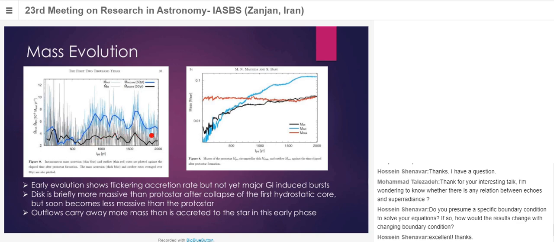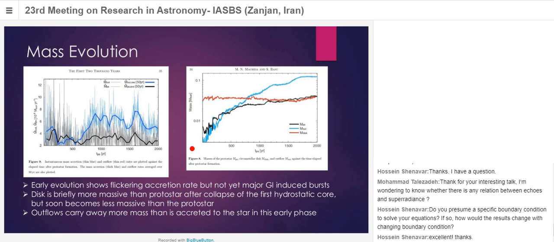And so we are seeing fluctuating flickering accretion rate, but not yet at this time the major gravitationally induced bursts, which can be orders of magnitude increase. Those would presumably happen at a later time if we could integrate far enough. But it's a very important future work to really link the long-term evolution that's been done without the magnetic field with the magnetic field modeling that right now is going to the early phase.